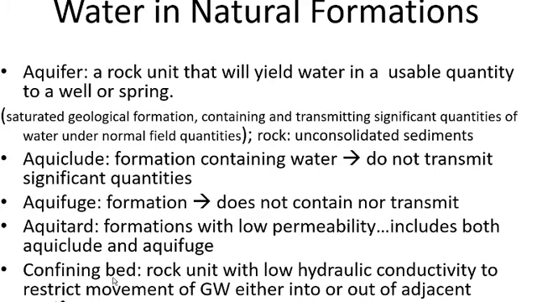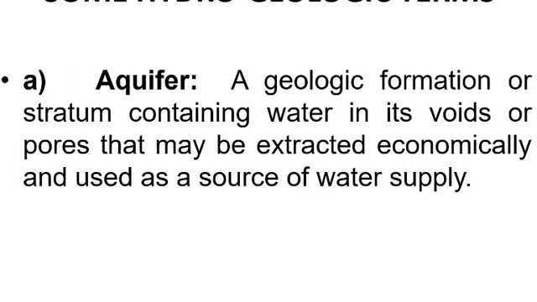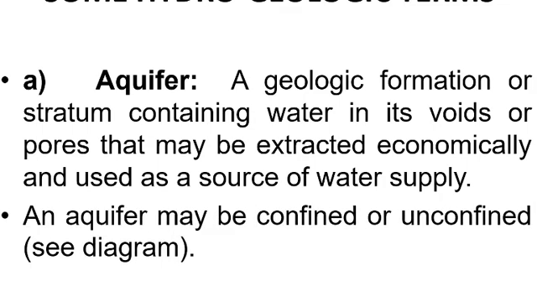Then we have the confining bed, a rock unit with low hydraulic conductivity to restrict movement of groundwater either into or out of adjacent aquifers. So, an aquifer is a geological formation or stratum containing water in its voids or pores that may be extracted economically and used as a source of water supply. An aquifer may be confined or unconfined. These are the two types of aquifer.